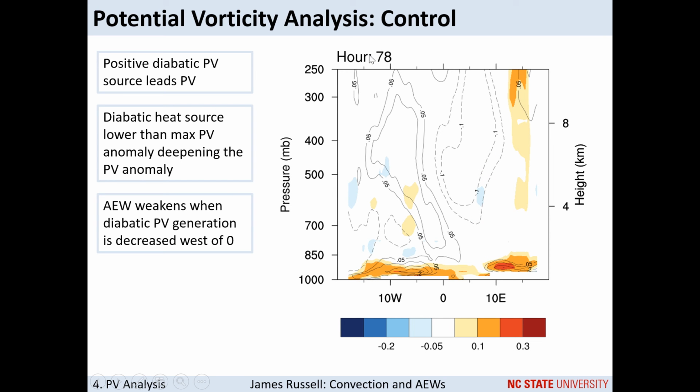But then if we move on to hour 78, here you can see that the PV anomaly is weakened. This is now a 0.1 PVU maximum contour, whereas before we had a 0.2 PVU maximum contour. And here we see next to no diabatic sources. There's some weak ones here, but there's next to nothing in general. And it seems that the diabatic PV generation dying off has ended up leaving the wave to just be weakened.